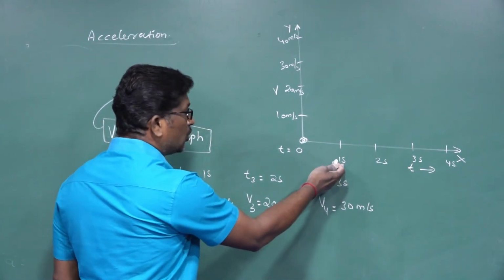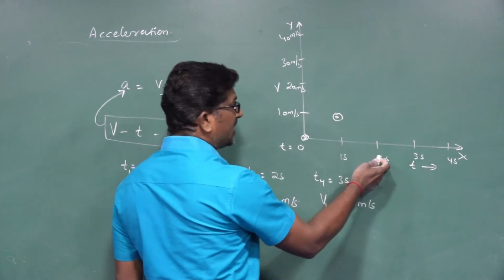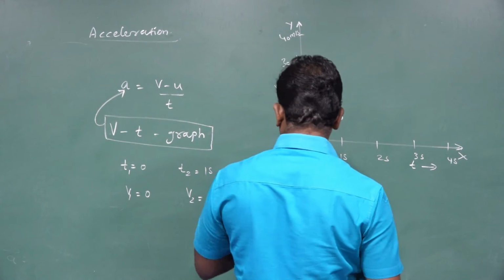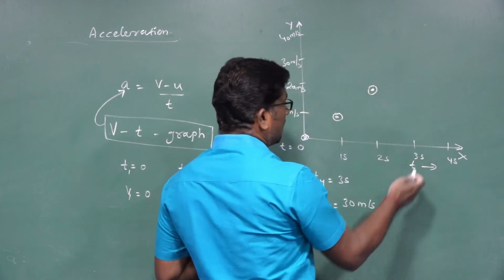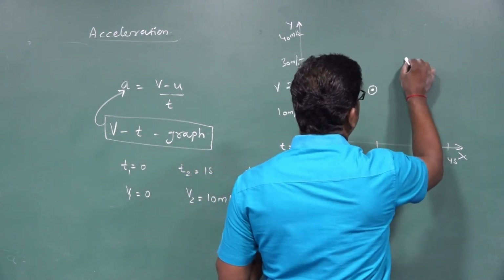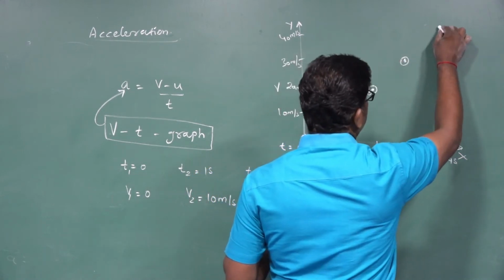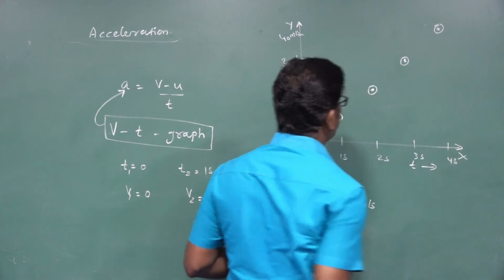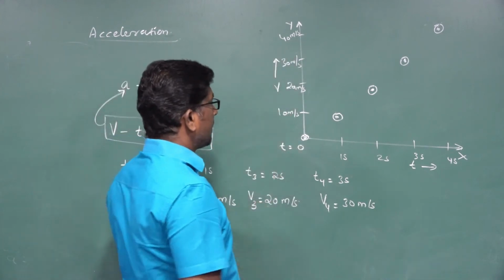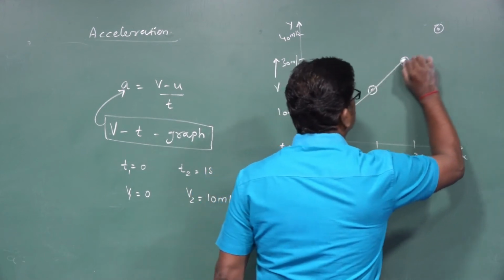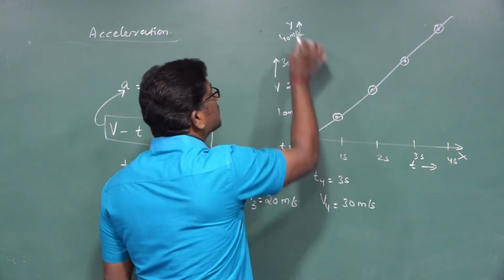If time t equal to 1 second, the velocity value is 10. At time t equal to 2 seconds, the velocity is 20. At 3 seconds, the velocity value is 30. At time t equal to 4 seconds, the velocity is 40. So taking time along the x-axis and corresponding velocity along the y-axis, we can get a graph like this. That is a straight line. So this graph is called the Vt graph.